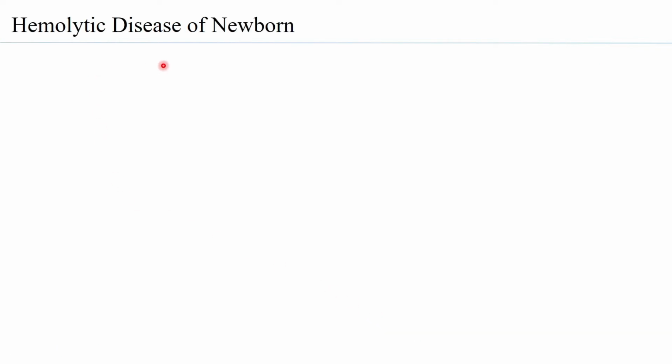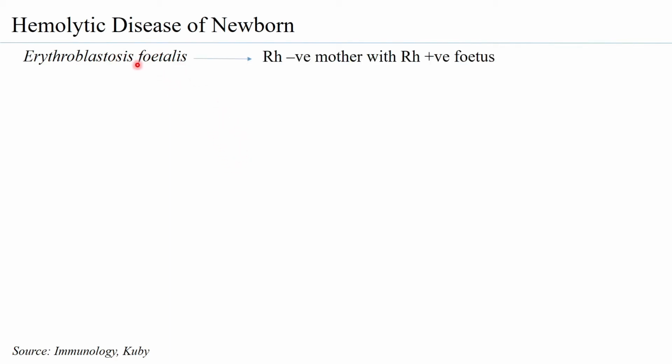The second important example of type 2 hypersensitivity is what is called hemolytic disease of the newborn, and it is also called erythroblastosis fetalis. So as you can see, erythro stands for RBCs, blastosis means that there is a lysis, and fetalis is basically in the fetus. Now this occurs when an Rh negative mother has in her womb an Rh positive fetus developing. So when you say Rh negative mother, it means that the mother's RBCs do not have the Rh factor, while the fetus would have the Rh factor present on the surface of its RBCs.